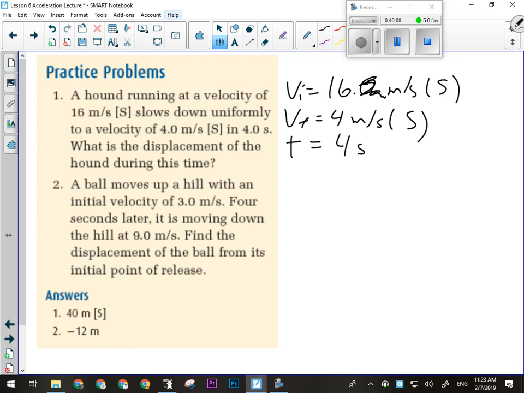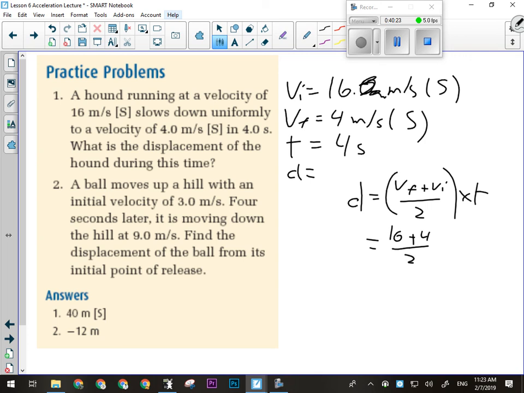All right, so for this one here, we're looking for the displacement. So obviously we're using this same formula we just talked about, but we don't even have to manipulate it. We're just going to plug the numbers in and get our displacement. So we'll have 16 plus 4 divided by 2, and then we'll multiply that by the 4 seconds. So 16 plus 4 is 20, divided by 2 is 10, times 4, we're going to get a displacement of 40 meters south. Okay, everybody all right with that one?